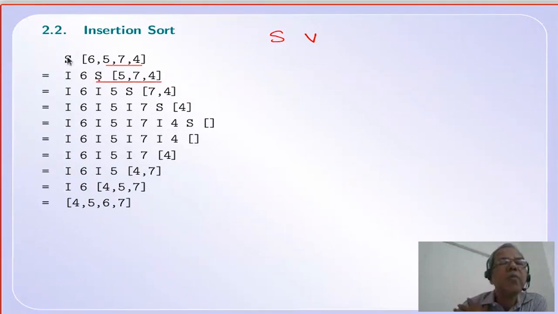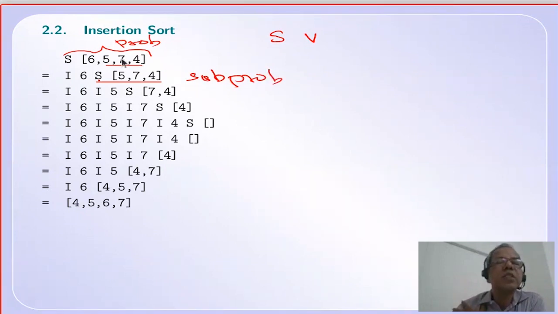That is a sub-problem. This is a problem. This is a sub-problem or sub-instance. The input size is 4. Here the input size is 3 because there is a tail. After we have solved it, we will come here. After 5, 7, 4 is sorted by insertion sort, we will get 4, 5, 7. Now what should we do with the head? The head 6 has to be inserted in the appropriate place in the sorted list so that the resulting list is also sorted. What is this operation?